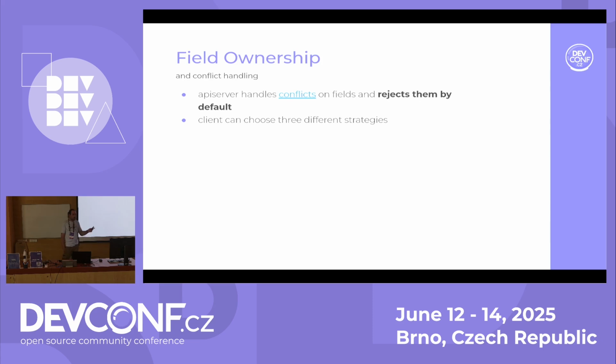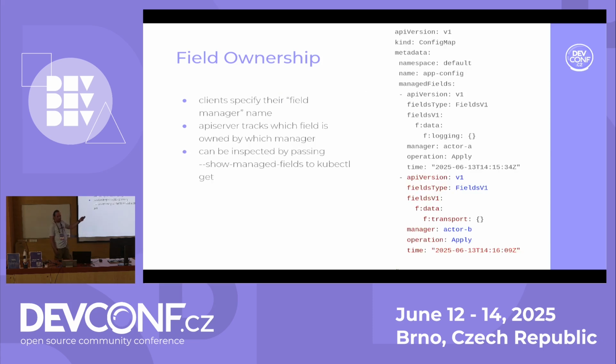You can look at all of this by doing kubectl get and passing show managed fields to it. And then it will include this data. Normally, it will hide it from you because it tends to be very, very verbose.